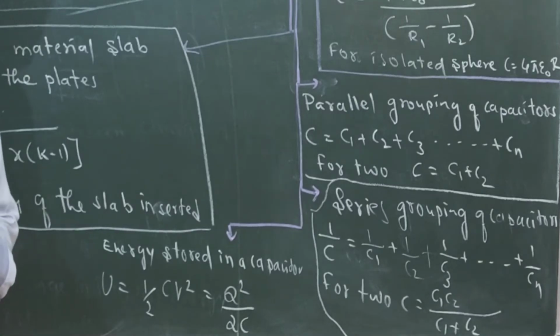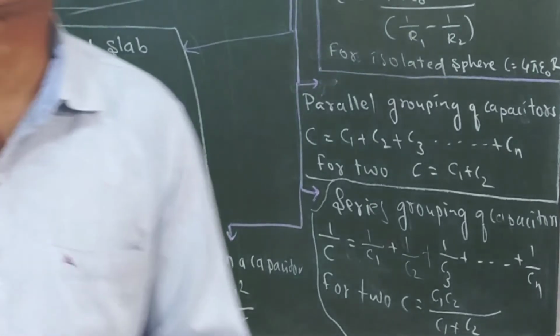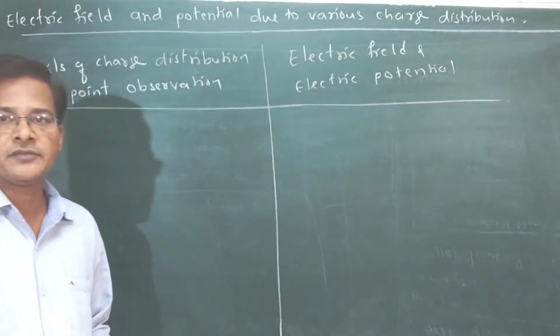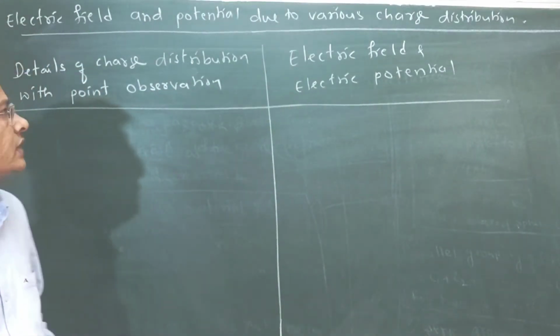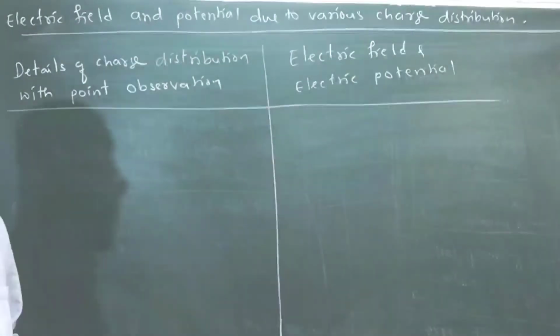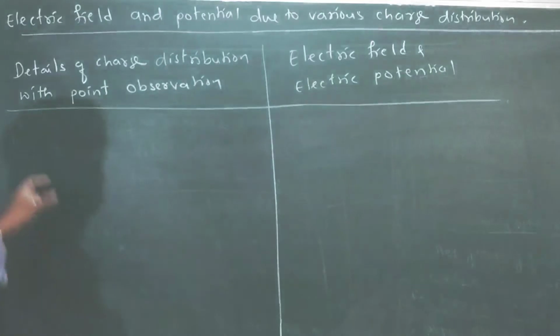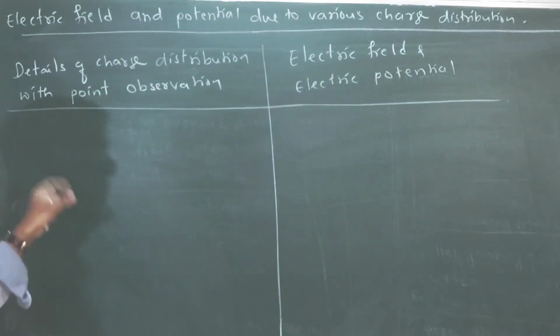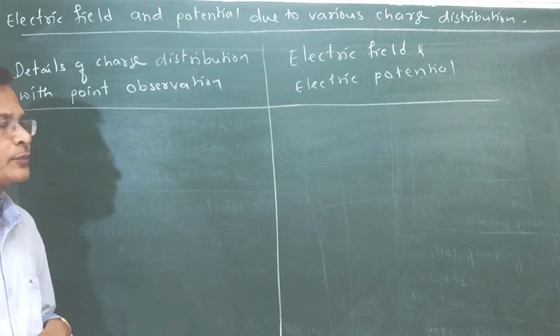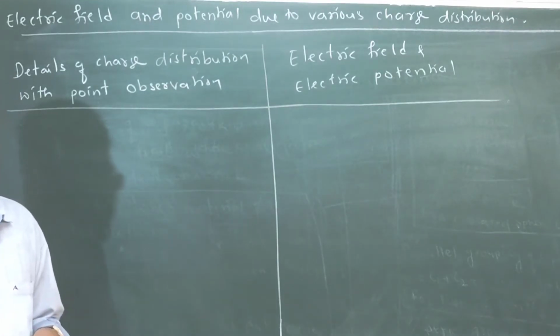Okay, further we can see some more points. Now we can understand some more points regarding the electric field and electric potential due to various charge distributions. Here I make one part about the details of charge distribution with the point of observation, and another one where we are going to understand electric field and electric potential.